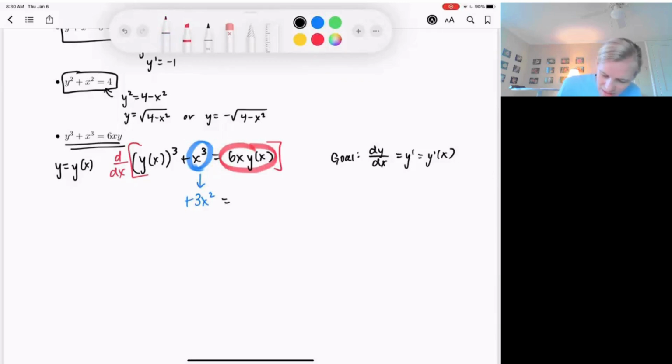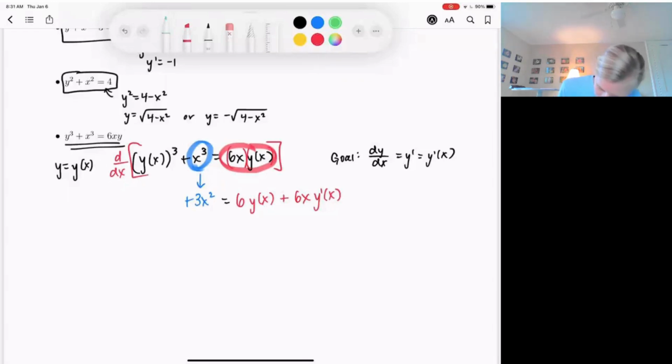So that I have a product there. I have 6x times another function. So I'm going to treat this as 6x times y of x and use the product rule. The derivative of 6x is just 6 and leave the y of x alone. Now I leave the 6x alone. The derivative of y of x is just y prime of x. That's the thing that we're eventually trying to find.